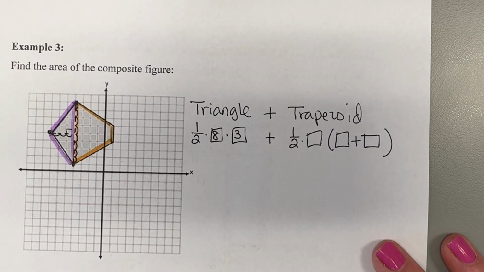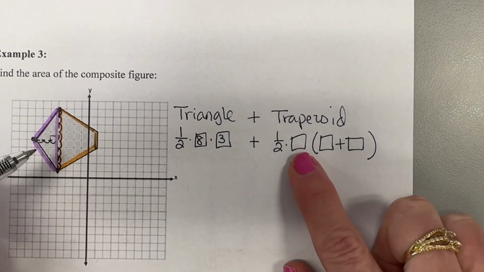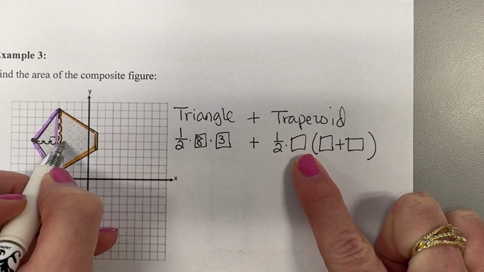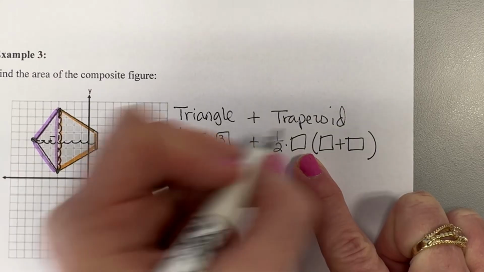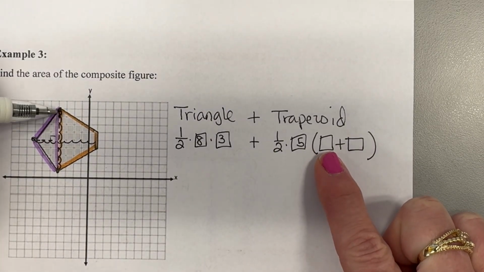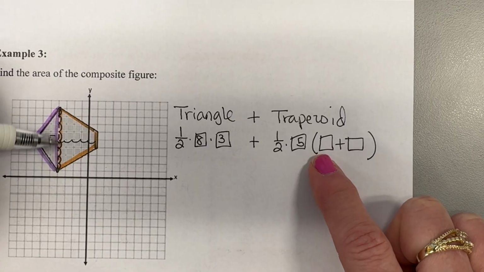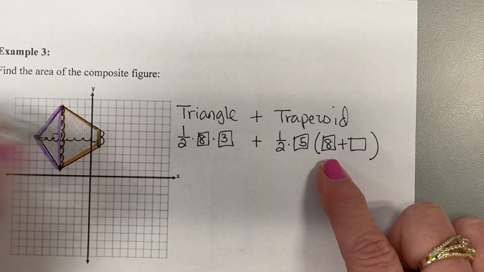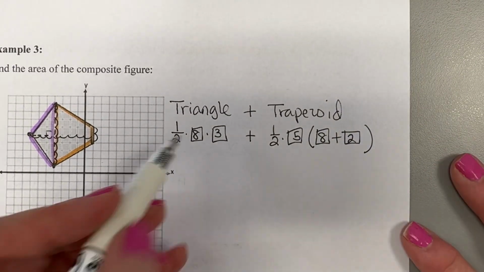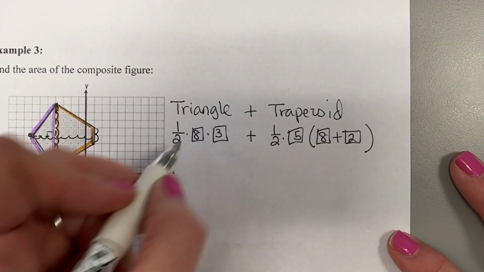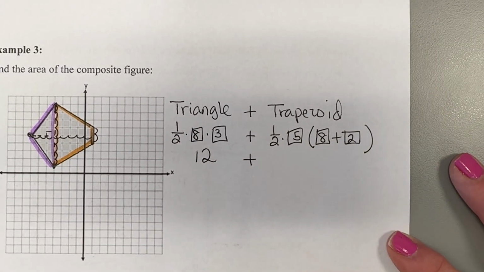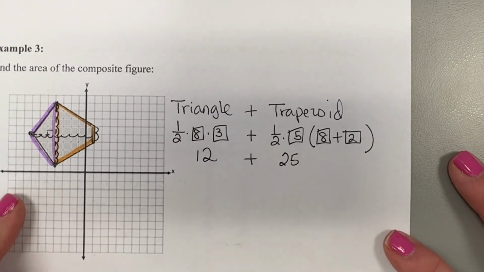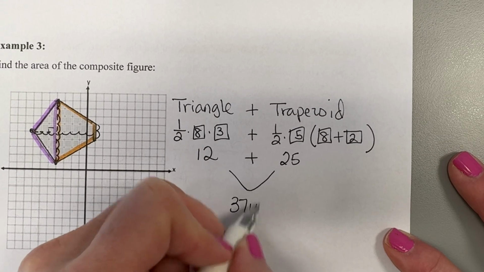Put that there. My trapezoid height is running from base to base. So let's count 1, 2, 3, 4, 5. And my two bases, well, the first base is the same as the base of the triangle, which was 8. The second base is shorter, it's only 2. So if I put this all together, 1/2 times 8 times 3 is going to be 12. Again, you can use your calculator. And this one, that's going to be 25. And when you add 25 and 12, you get 37 units squared.